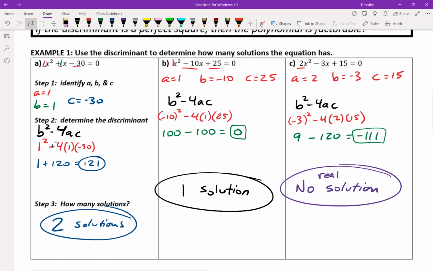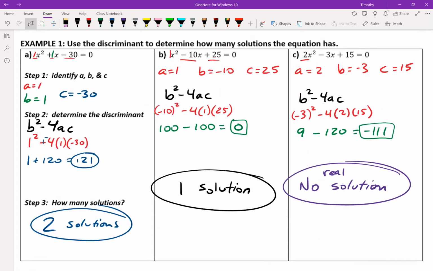So there you have it. Use the values from the equation, a, b, and c, to find the value of the discriminant, b squared minus 4ac, and then use that value you get for the discriminant to determine how many solutions your quadratic equation has.